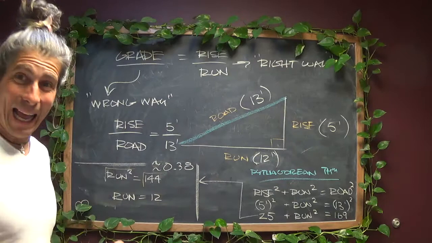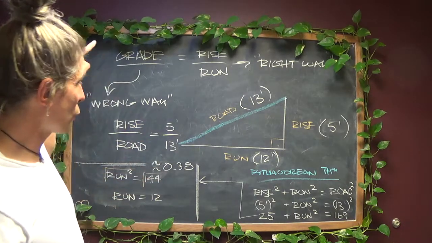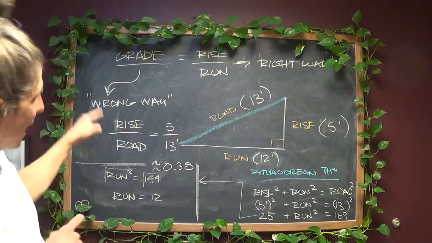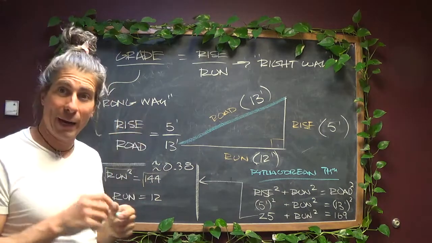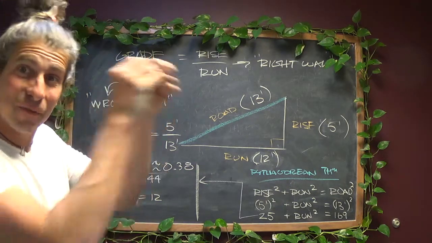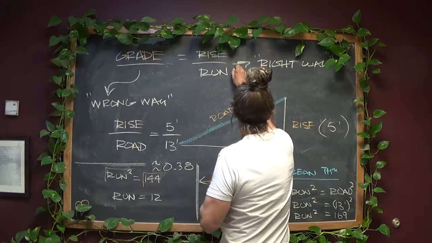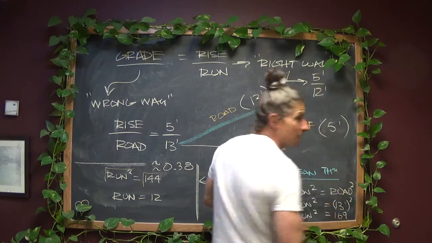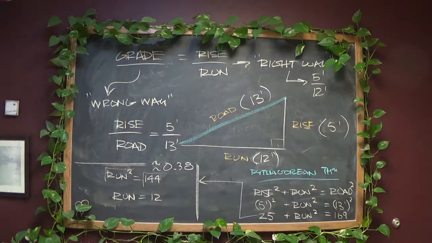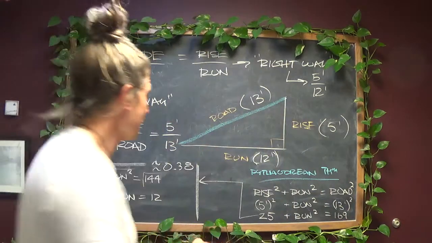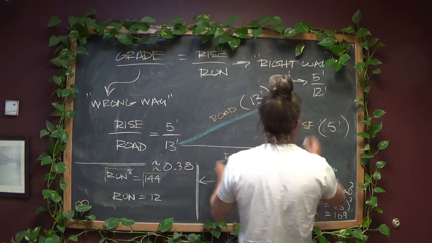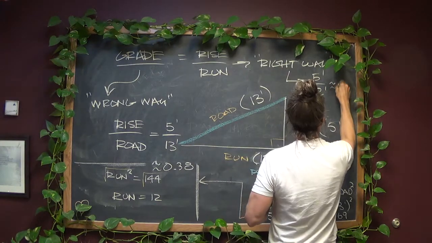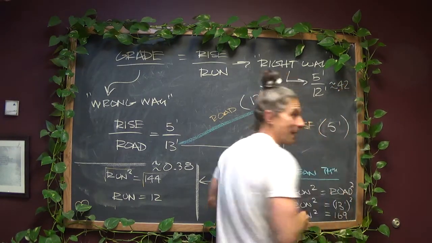Which means that the actual grade is not 5/13. That's the wrong way grade. The actual grade is 5/12. The right way is 5 feet over 12 feet, which I believe, is that significantly steeper? I think it's at least 10% steeper, isn't it? No, not quite. 42%. It's 42%, so it's 6% steeper. So it's about 42% grade.